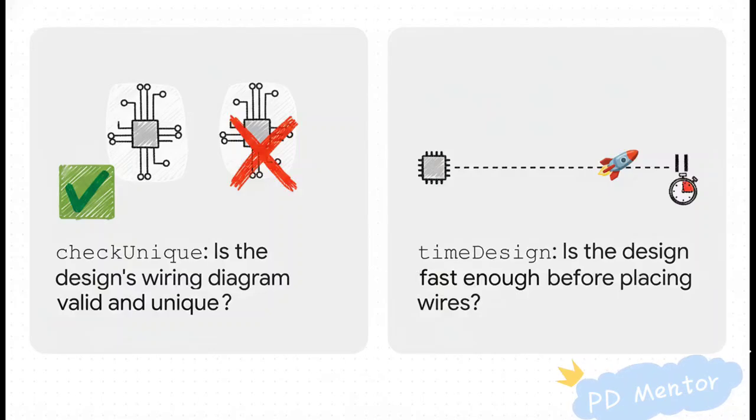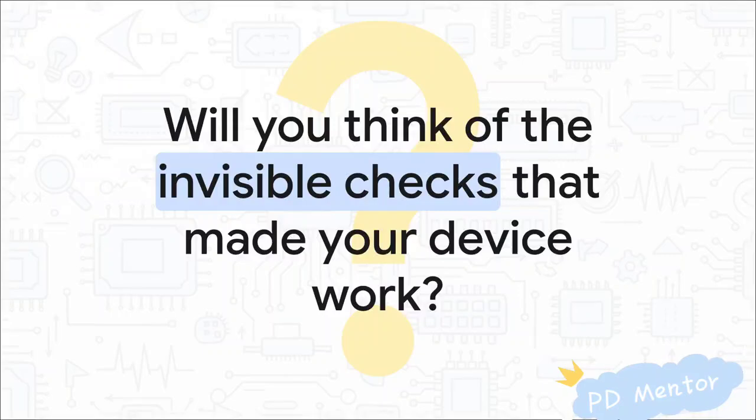First, check unique just confirms that the entire wiring diagram is structurally valid and isn't a duplicate of some other part. Then, time design does a preliminary speed test. It actually calculates the theoretical timing of the chip assuming there are no wires. This tells engineers if the design is even potentially fast enough to hit its targets before they spend weeks arranging the actual physical layout.